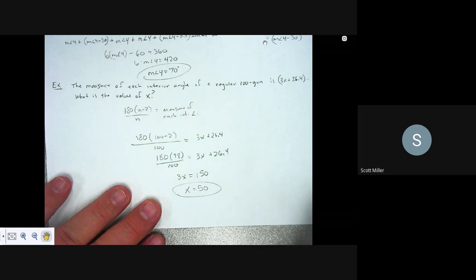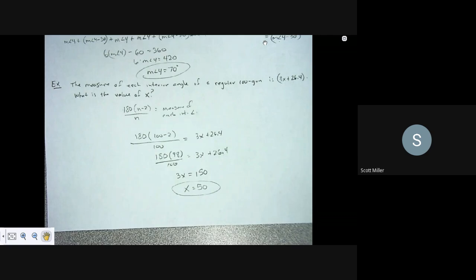Okay? And so these are kind of the questions you're going to be doing in 6.1, working with the interior and exterior angles of polygons and regular polygons. And we'll do more problems together.